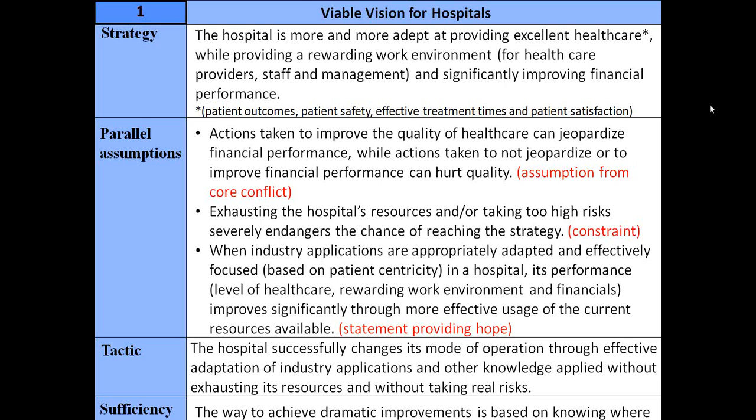Parallel assumptions, this has to do with the core conflict, the first one, understanding how to break it. Actions taken to improve the quality of healthcare can jeopardize financial performance, while actions taken to improve financial performance can hurt quality. The quality and costs are needs B and C from the core conflict of hospitals and even other healthcare institutions, that we have to find a way to achieve both quality and good financial performance. Exhausting the hospital's resources and/or taking too high risks severely endangers the chance of reaching the strategy, which is typically the constraint, or can be the constraint.